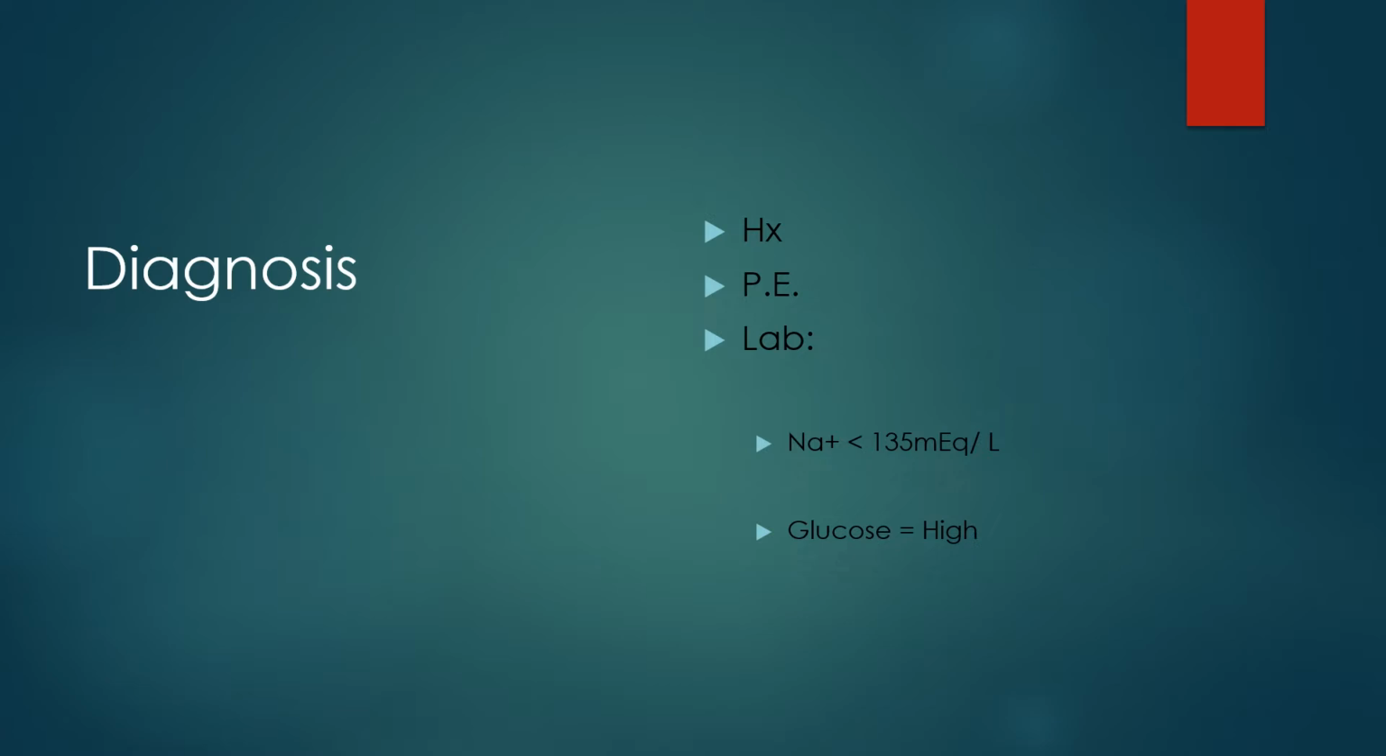Diagnosis. Here, to make accurate diagnosis, we will start with a thorough history, physical examination, and of course, laboratory investigations. And we'll be going for the value of sodium and other electrolytes, but specifically, before we can say, oh, this is hyponatremia, it means sodium level will be less than 135 milliequivalent per liter. And of course, we want to know what the value of glucose is. It might be high.